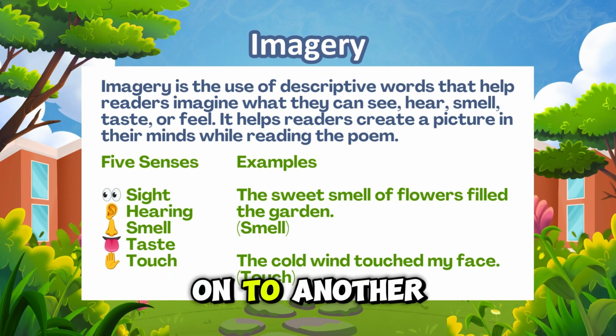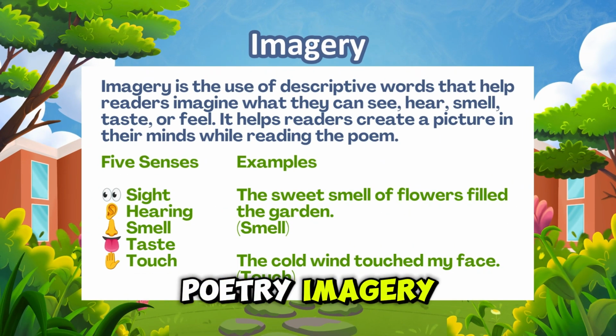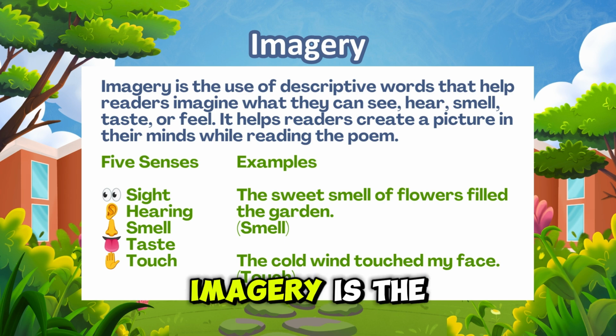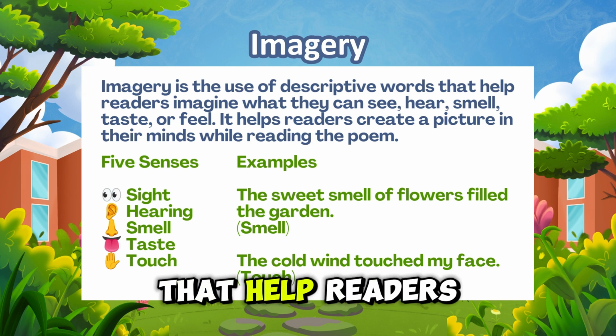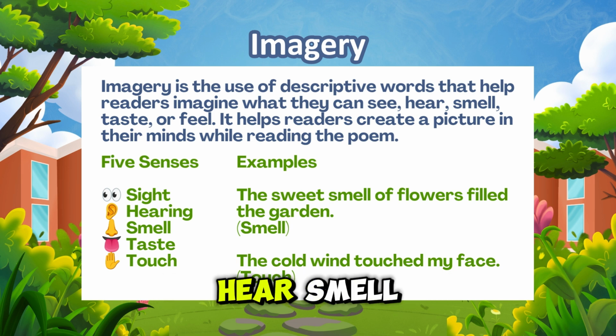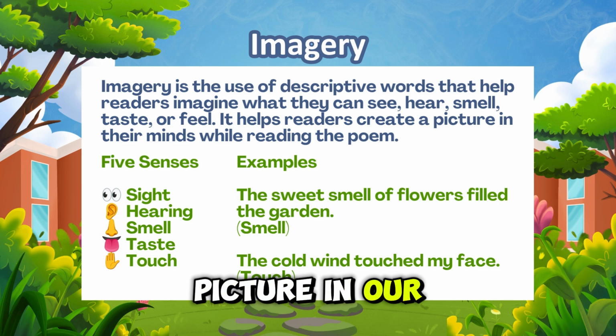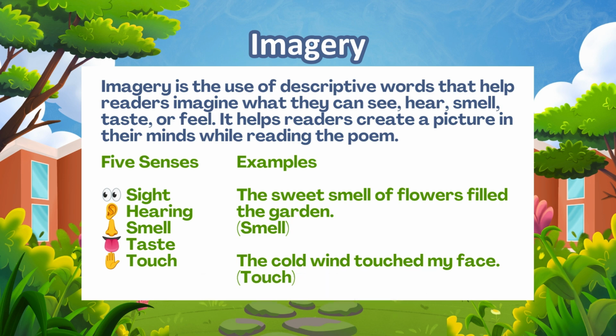Now, let's move on to another important element of poetry, imagery. Imagery is the use of descriptive words that help readers imagine what they can see, hear, smell, taste, or feel. It creates a picture in our minds while we are reading a poem.